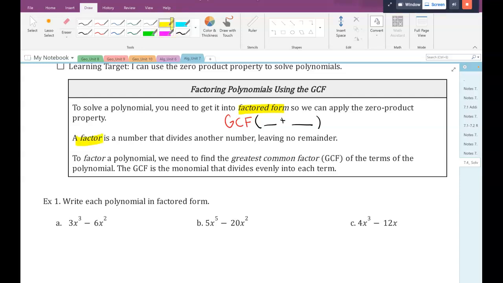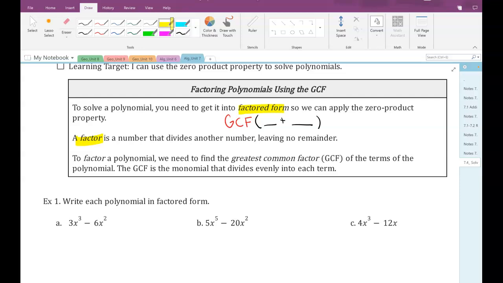A factor is a number that divides another number evenly. So, for example, the factors of 6 are 1, 2, 3, and 6. The factors of 15 are 1, 3, 5, 15. Factors of 36, 1, 2, 4, 6, and so on.